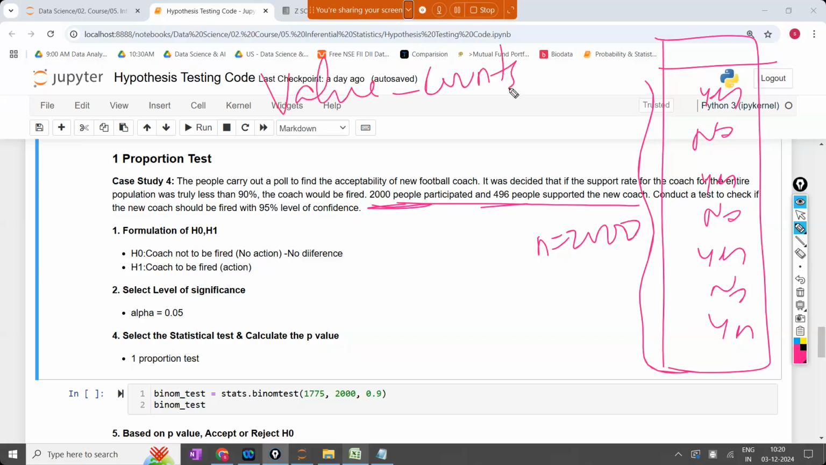Category and their counts. So here the category is yes, and what are the counts they are having? Yes, 496 people have supported. No, 1504.